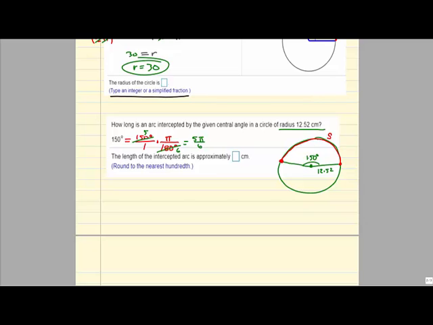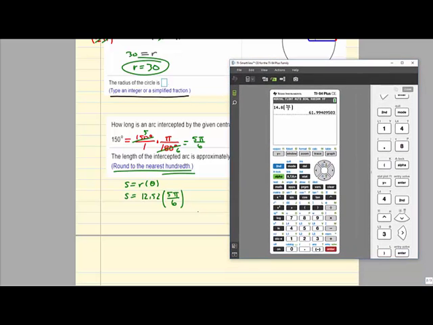So I want to take this radian measure and put it here and get rid of the degree measure. So S equals r theta. Arc length is what I'm looking for. Radius is 12.52. Theta in this case is 5 pi over 6. Now let's go ahead and look at our directions. Round to the nearest hundredth. So this means I need to plug it into my calculator, and then round it. So I don't leave this in an exact mode in terms of pi.